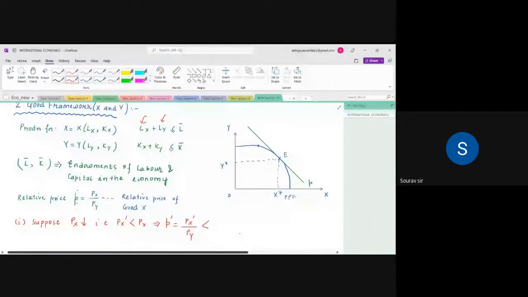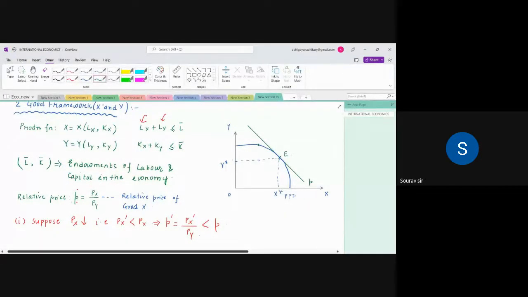Correct. So if that is the case, what do you think the economy will do? Will it produce more of X or less of X? If the price of X falls, then it will produce less X. Correct, because we are talking of the production decision. So how will it look in the graph? P dash is lesser than P, so this line will become flatter, something like this. Your new equilibrium is E dash, and we are getting a lesser amount. Correct?